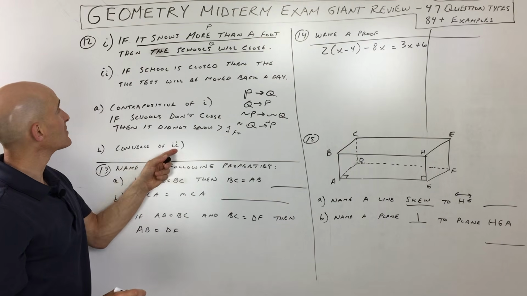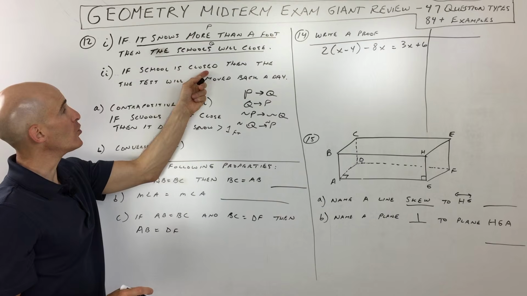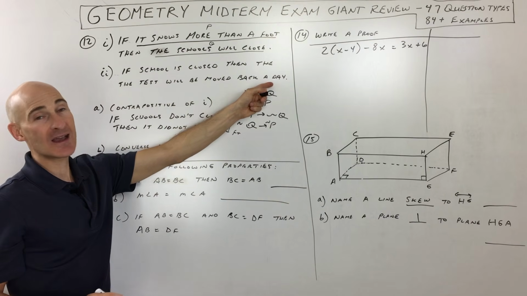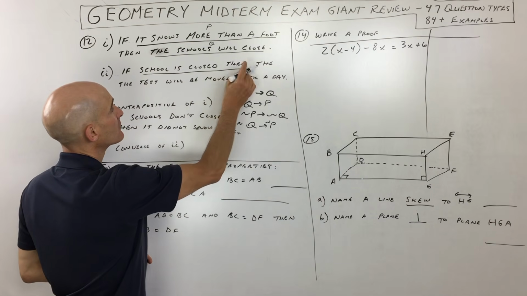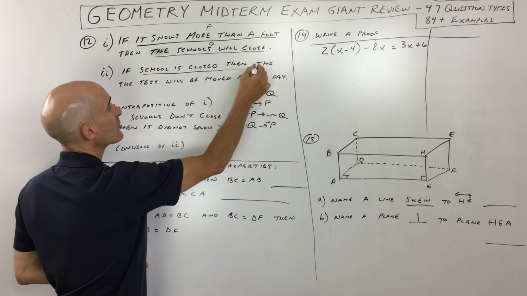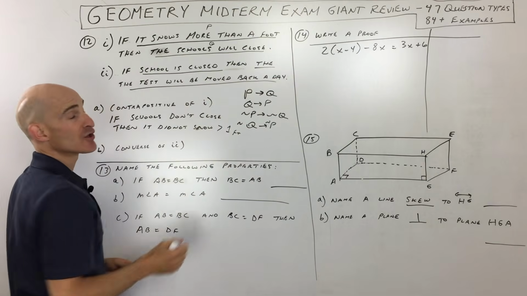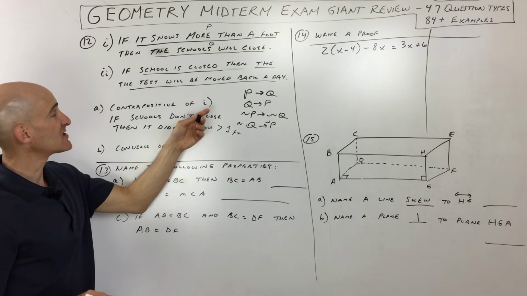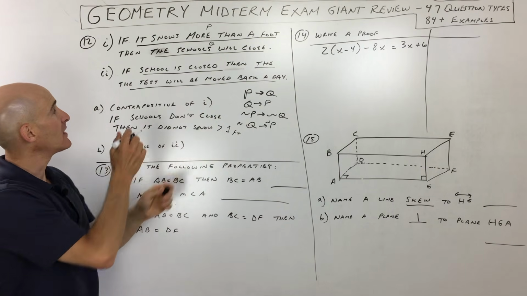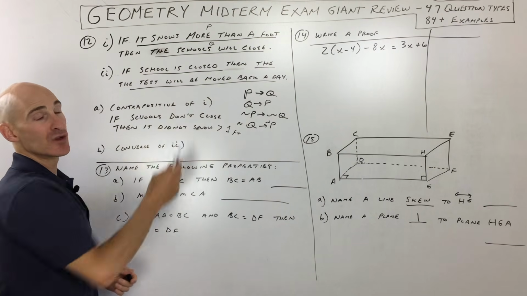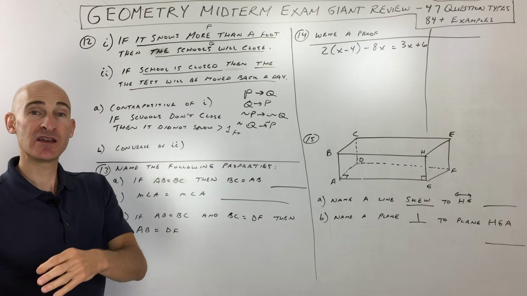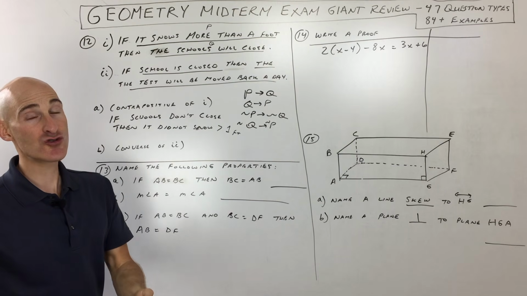Now for the converse of statement number 2, it says if school is closed, then the test will be moved back a day. So again, what I like to do is underline whatever comes after the if. That's the hypothesis. Whatever comes after the then, that's the conclusion, right? And so the converse is like saying it backwards. So we're switching them. We're saying if the test will be moved back a day, then school is closed. Now, it doesn't necessarily mean that just because we can write these statements that they're true, okay?